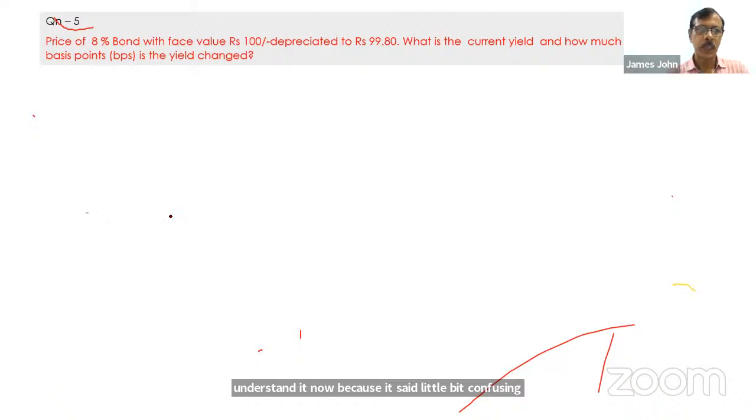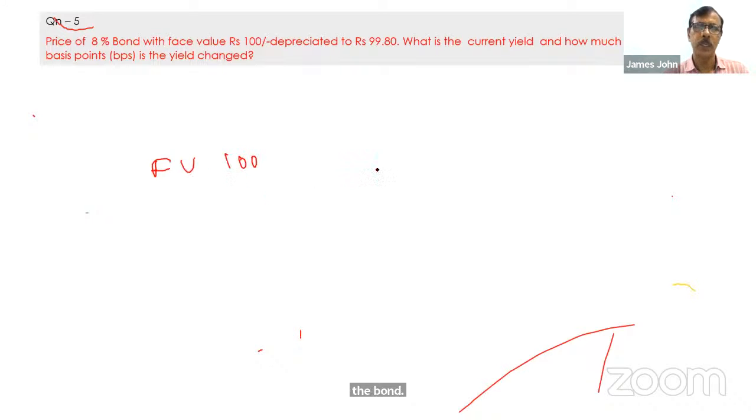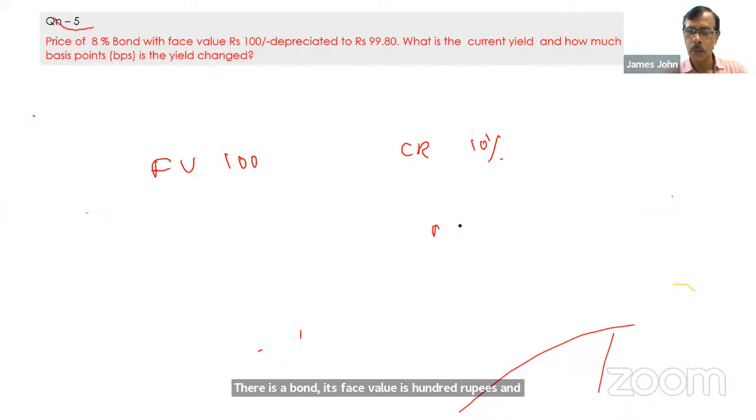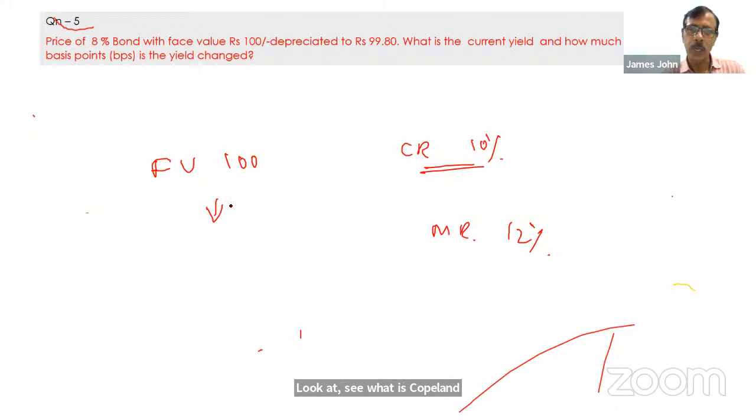Suppose there is a bond. Its face value is 100 rupees and the coupon rate is 10%. Now the market rate moves to 12%. What will be the value of the bond? Look, what is the coupon rate? Any person who invests in this bond will get a return of 10%. Am I correct? And what is the market interest rate?